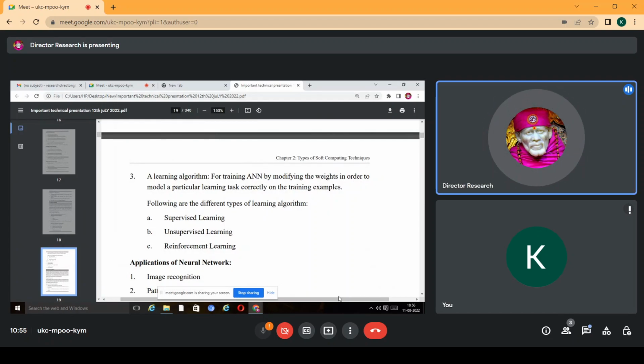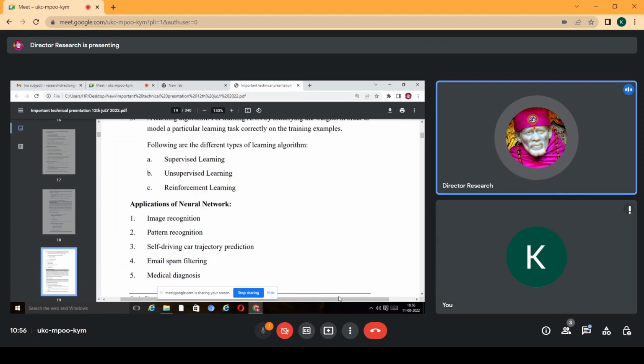A learning algorithm is for training an artificial neural network by modifying the weights in order to model a particular learning task correctly on the training examples. The following are the different types of learning algorithms: supervised learning, unsupervised learning, and reinforcement learning.